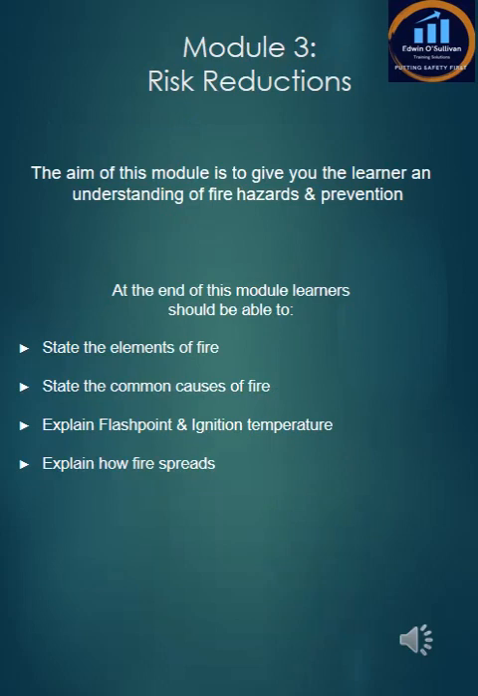Moving on to Module 3, which is all about risk reduction. The aim of this module is to give you, the learner, the understanding of fire hazard and prevention. At the end of this module, the learner should be able to state the elements of a fire, the common causes of fire, explain flash points and ignition temperatures, and explain how fire spreads.